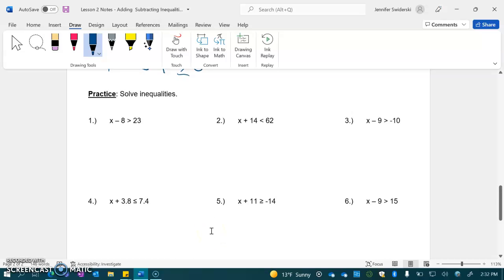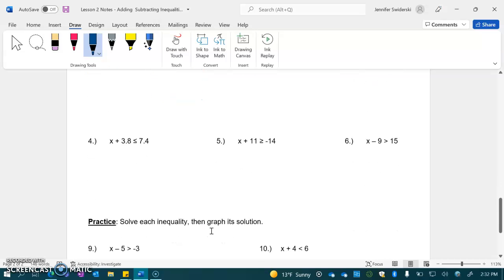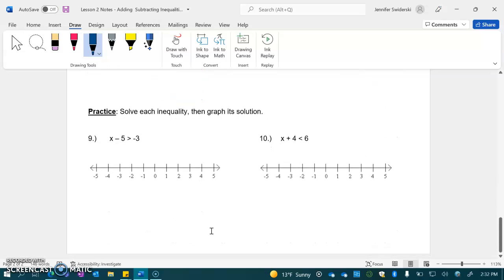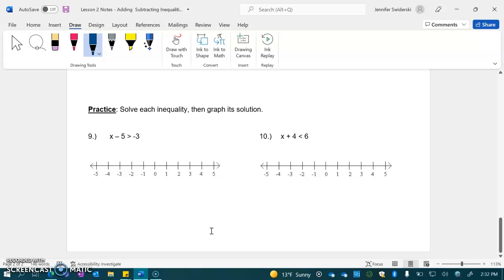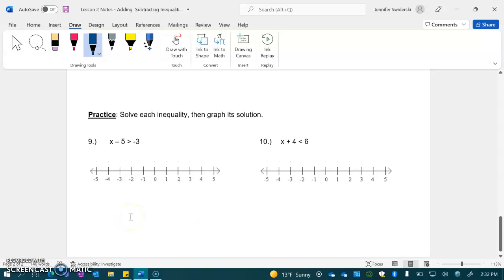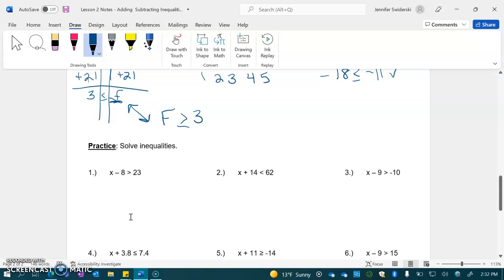I'm going to have you pause the video and go ahead and try 1 through 6. Actually, 1 through 10. I'll give you about 5 minutes to do that. So pause the video and I will give you 5 minutes and then I'll go over the answers. All right, so for number 1, you should have added 8 to both sides because remember we're talking inverse, or the opposite. So I get x is greater than 31. Number 2, I'm going to subtract 14 on both sides because that's the opposite of addition.